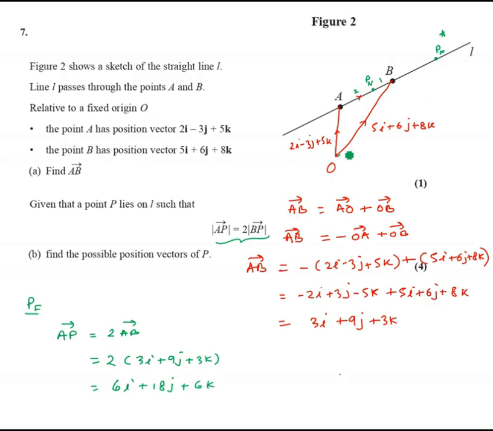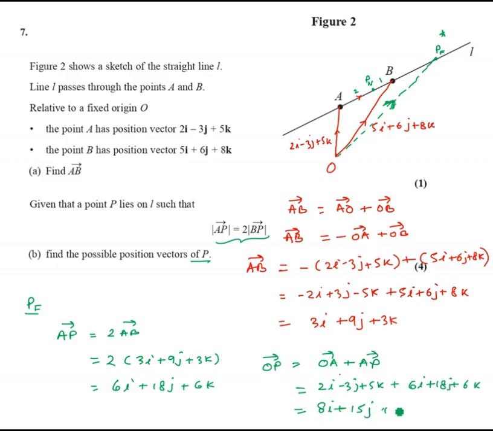Okay, now we need to work out the position vector of P. So for the far point, the OP vector will be the OA vector plus the AP vector. OA we already know is 2i minus 3j plus 5k, plus the AP vector we calculated here, 6i plus 18j plus 6k. Now if we simplify, 6 plus 2 is 8i, 18j minus 3j is 15j, and 6k plus 5k is 11k. So double check again: we multiplied by 2, so 6i plus 18j plus 6k, and then we add, so 2 plus 6 is 8, 18 minus 3 is 15, 6 plus 5 is 11. So that's for the far point.